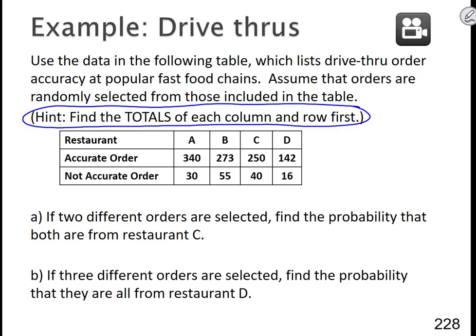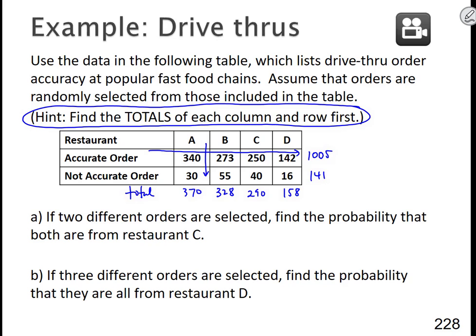If you see one of these on the homework, it might not remind you to find totals, so we wanted you to practice. Obviously, you can add the rows and the columns, and so the column for A would be a total, and you might write yourself a note: total 370, column B is 328, column C is 290, column D is 158, and then of course you're going to add up the row. For the accurate order, we get 1005, and for the non-accurate order, we get 141.